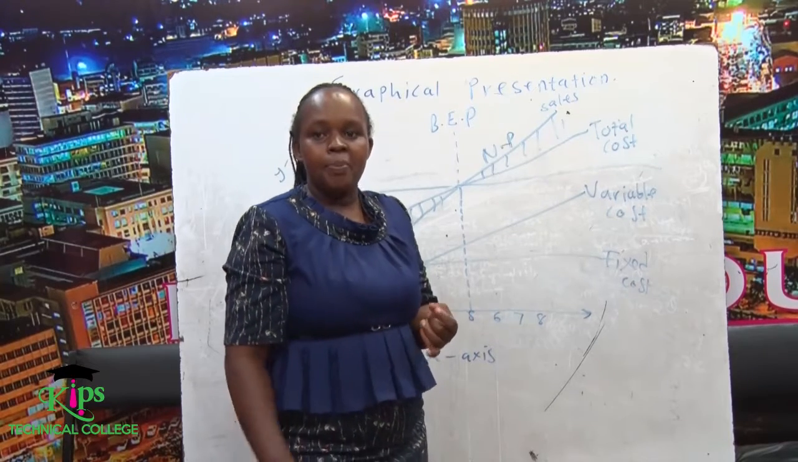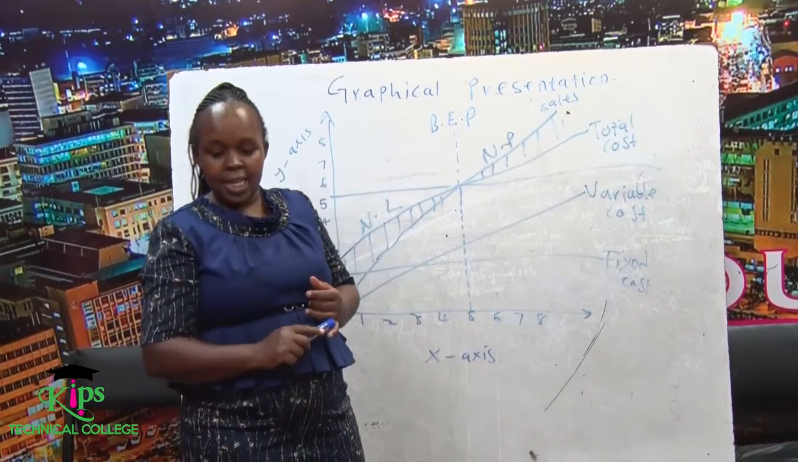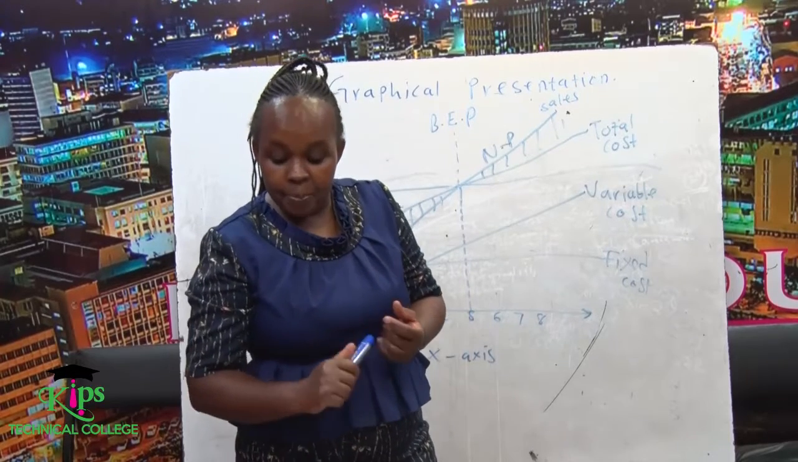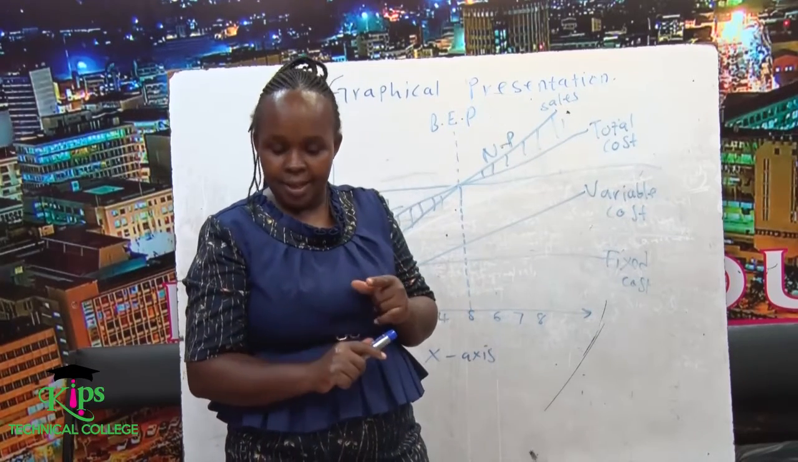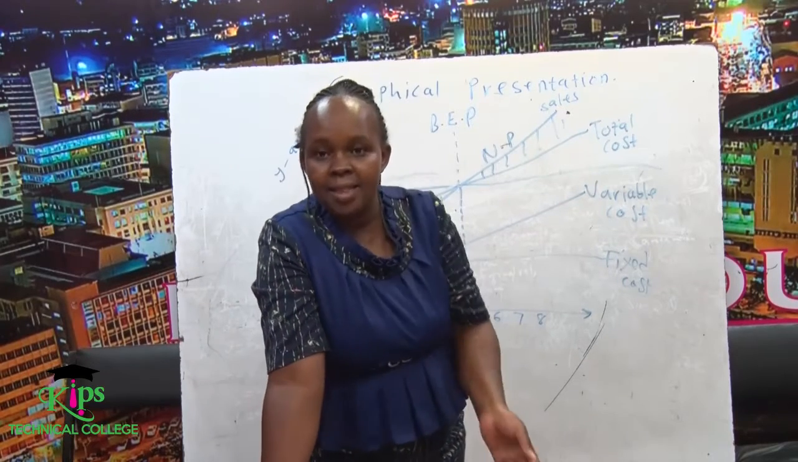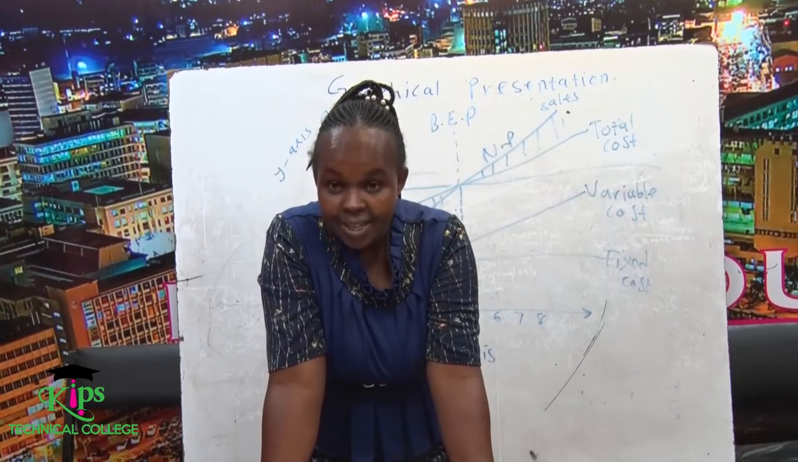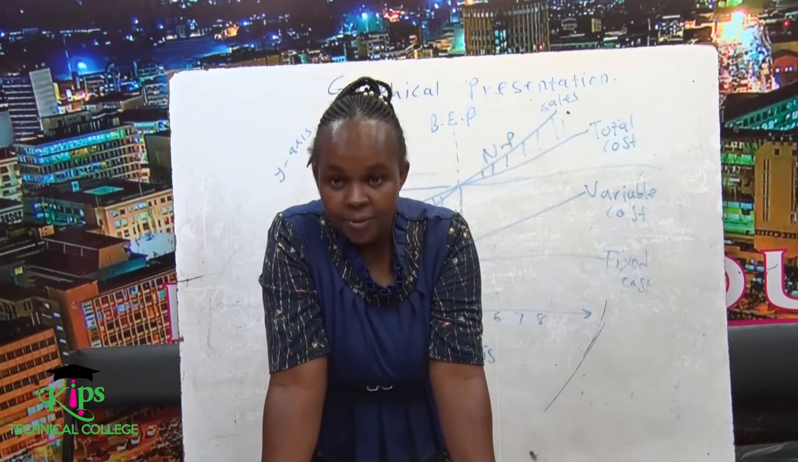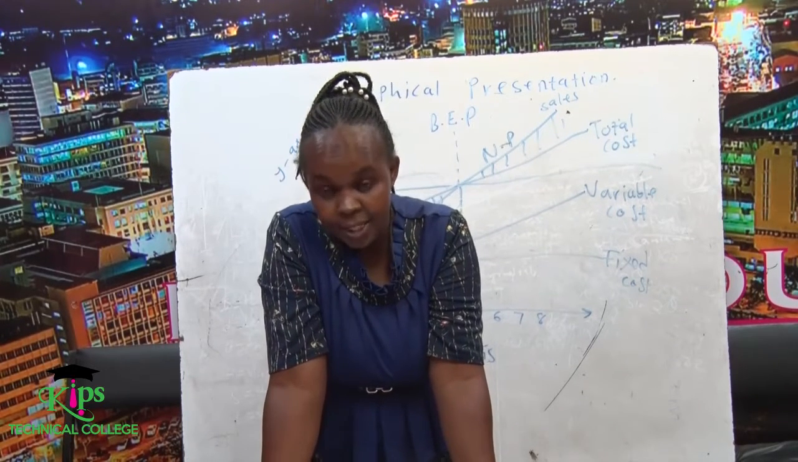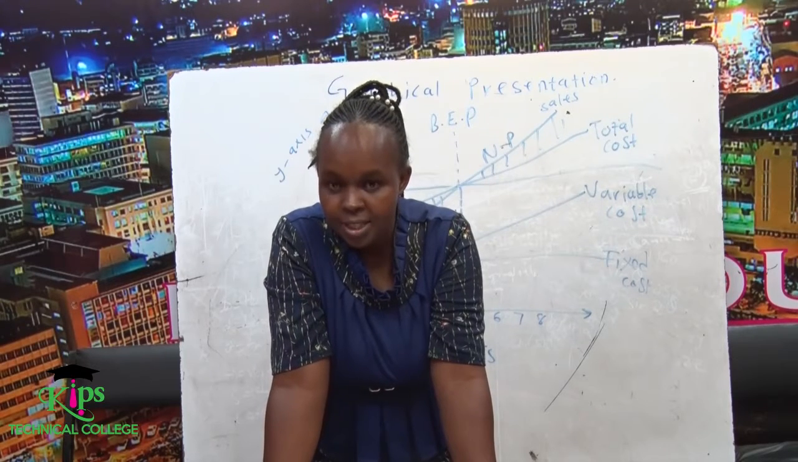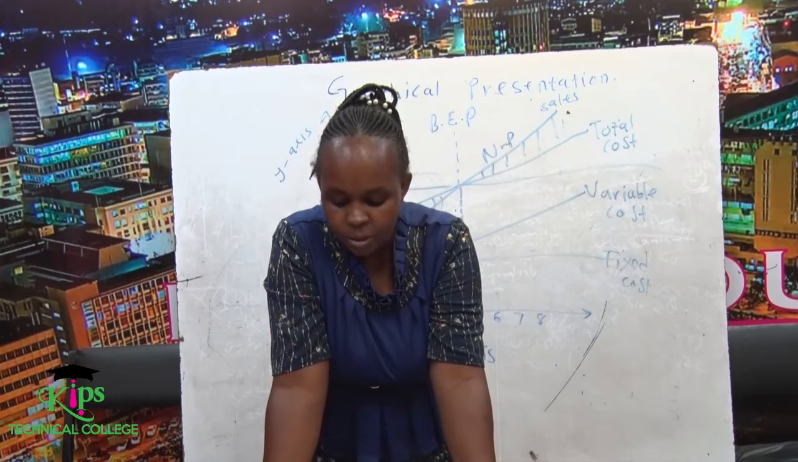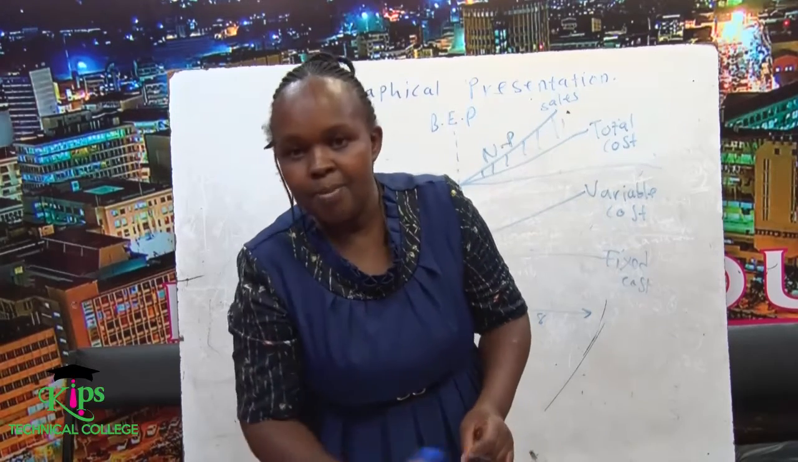Assumption 1: selling price remains constant irrespective of the various levels of output. The selling price will remain constant. Another assumption is that variable cost per unit remains the same at various levels of output. Another one, fixed costs remain unchanged at all levels of activity. Another one, it is possible to distinguish between fixed costs and variable costs. And also, the method of production remains the same.